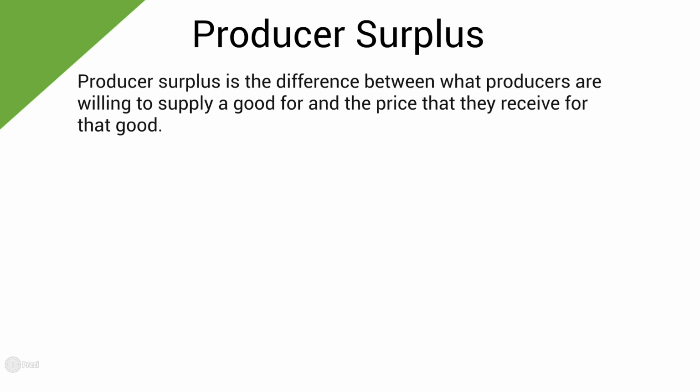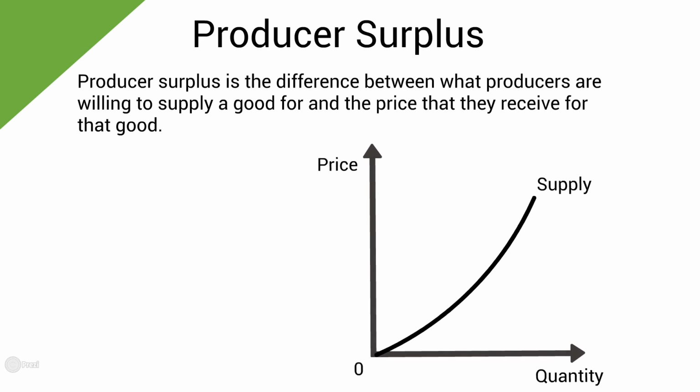This brings us on to producer surplus. Producer surplus is the difference between what producers are willing to supply a good for and the price that they receive for that good. We care about producer surplus because it is a component of economic welfare, along with consumer surplus and government surplus.